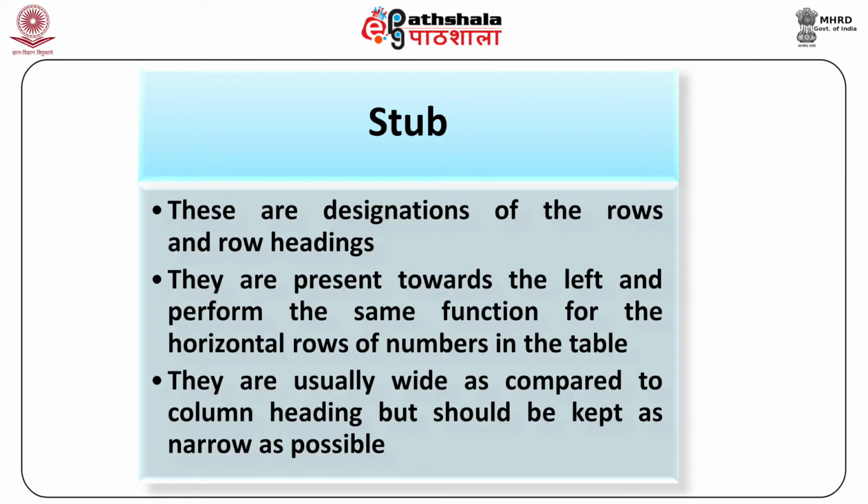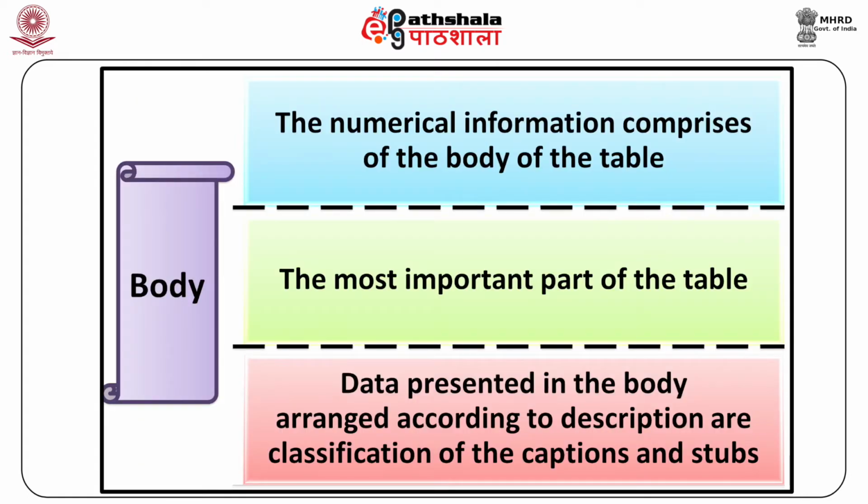Stub. Now, this is something different from a caption. This refers to the designations of the rows, the row headings. These are present towards the left and perform the same function for the horizontal rows of numbers in the table. They are usually wide as compared to column headings, but should be kept as narrow as possible. Body. This is the most important part of the table. Data presented in the body is arranged according to the classification of the captions and stubs. Head note.